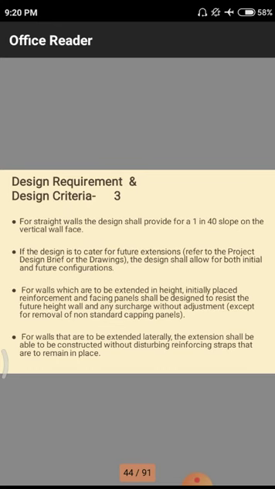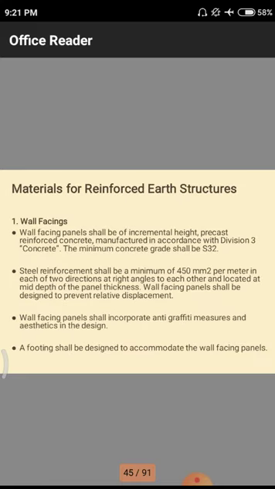The fourth one is for walls that are being extended laterally. The extension shall be constructed without disturbing the reinforcing stirrups and main bars in place. The third criterion is entirely related to the slope conditions, stability conditions, and reinforcing bar placements. And the next one is related to the wall facings.